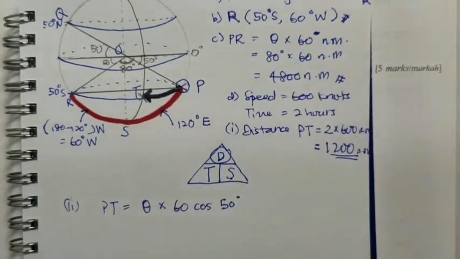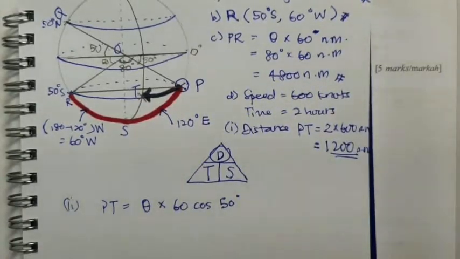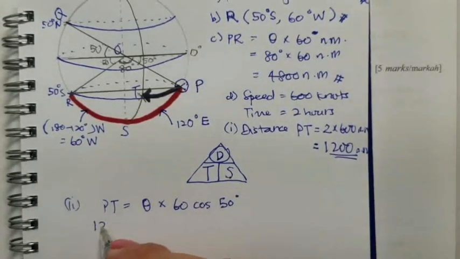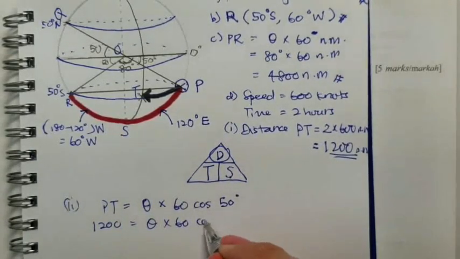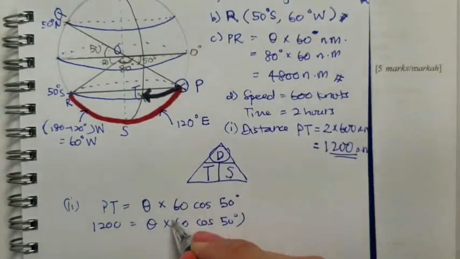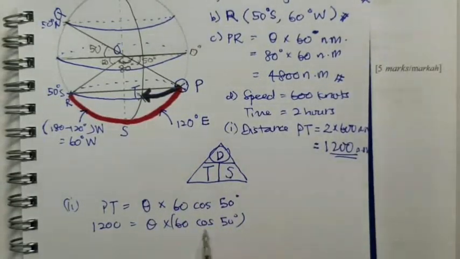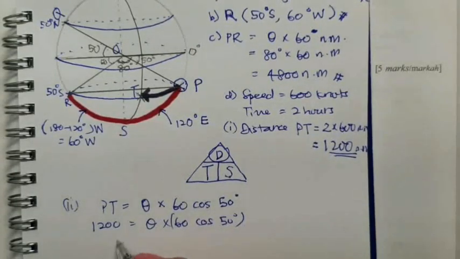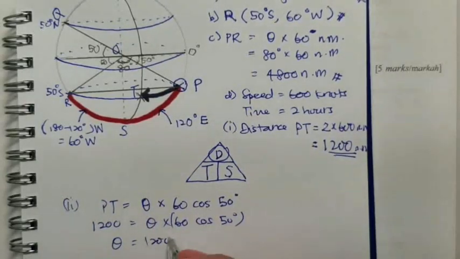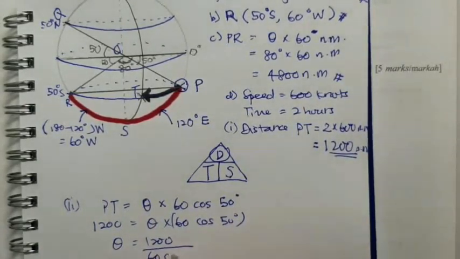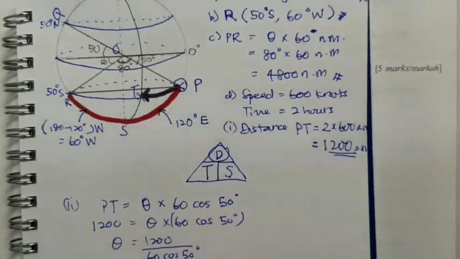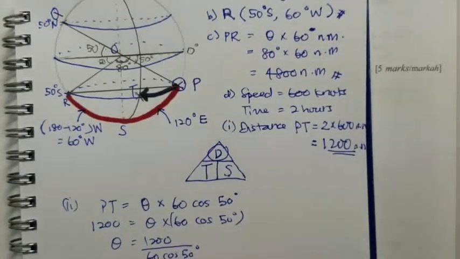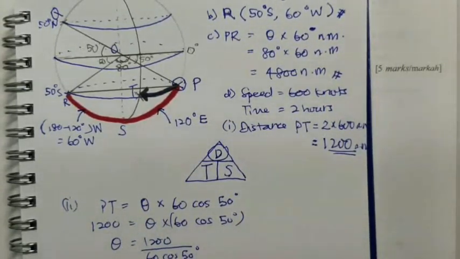All right, now therefore this is the information that we have, and PT we already found, so let's put it in so that we can find the value of theta. So with this one you have to count. To find theta, that will be 1,200 divided by 60 cos 50 degree. So this one you use the calculator and you should get 31.11 degree.